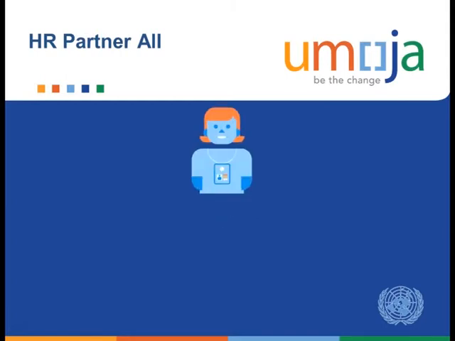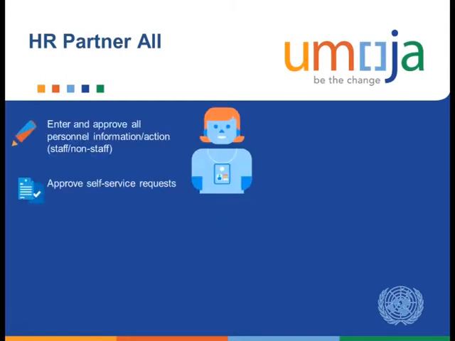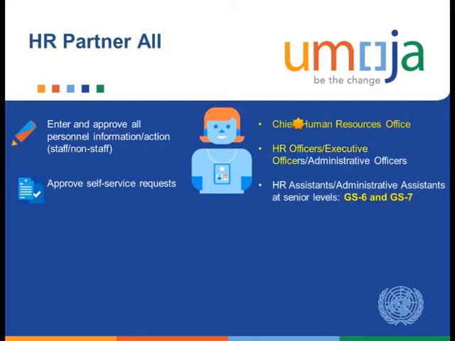The main tasks of this role include entering and approving all personnel information or actions for all types of employee groups, and approving self-service requests initiated by staff members. Given the significant responsibility of this role in many UE1 processes and in reviewing and approving requests, it is designed to be mapped to senior-level HR staff, such as the Chief of HR Office, HR Officers, Executive Officers, Administrative Officers, and HR Assistants or Administrative Assistants at senior level, namely level GS6 and GS7.